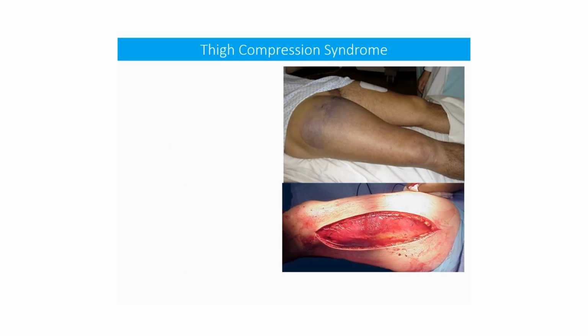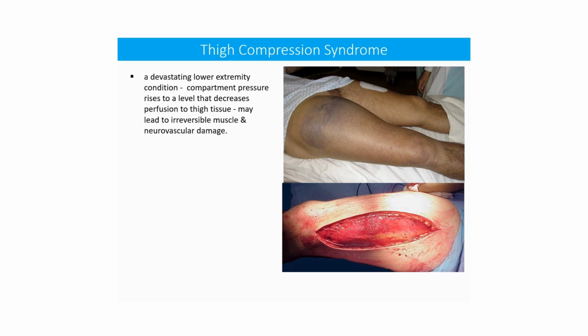Thigh compression syndrome is a devastating lower limb condition in which compartment pressure rises to a level that decreases perfusion to the thigh tissue. This increased pressure may lead to irreversible muscle and neurovascular damage. Patient complains pain in the muscles, swelling or bulging of the muscles, and he or she also complains numbness, weakness, and tightness in the thigh.